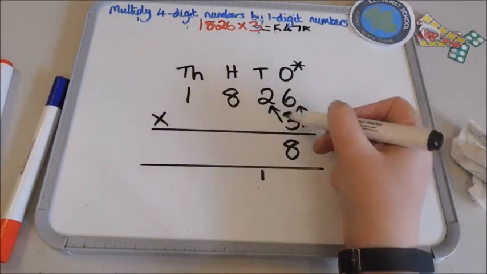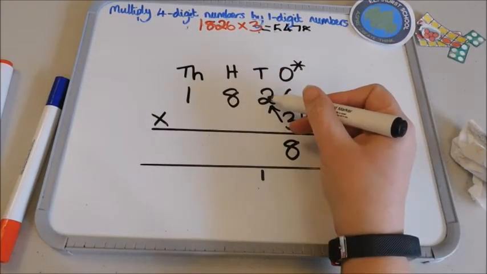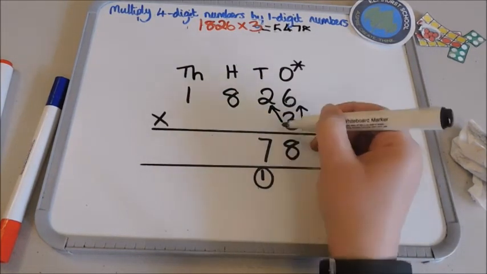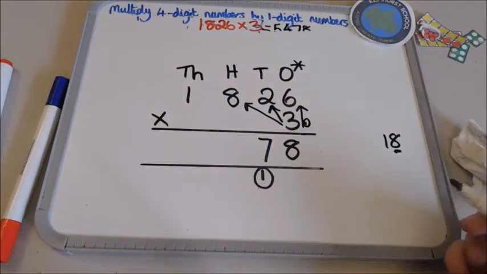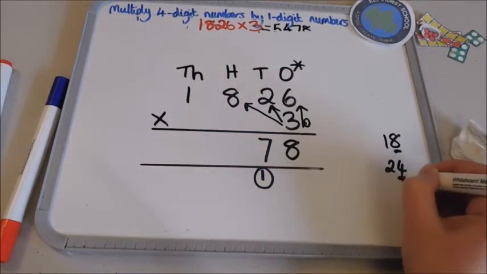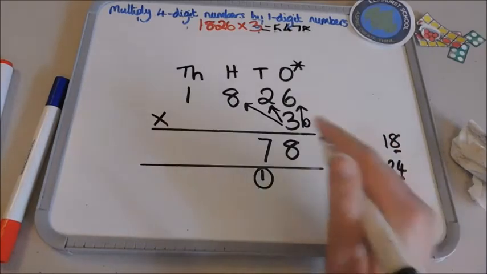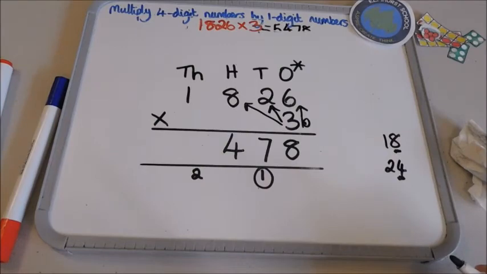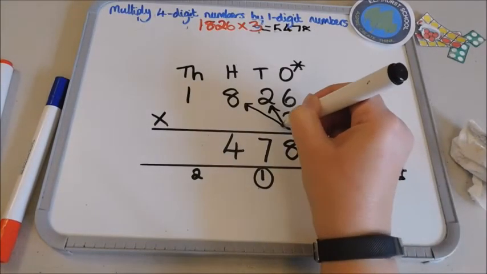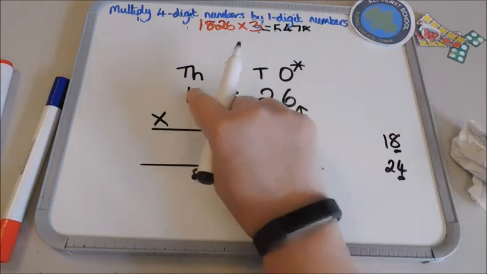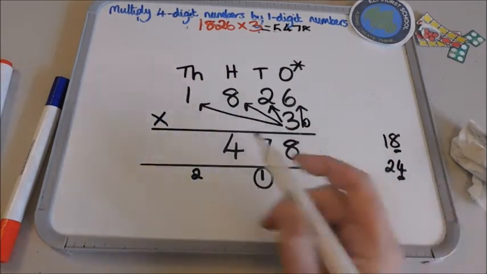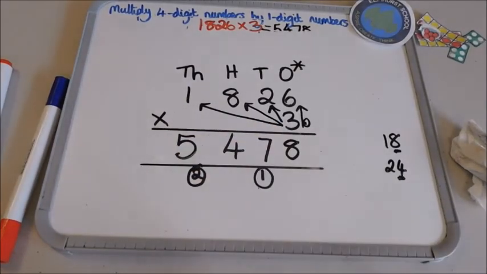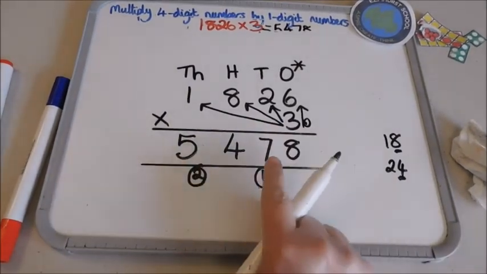3 times 2, 3 times 2 tens, 3 times 2 is 6, but remember I've got this one here, so I've got to add it, which will give me 7. Next one. 3 times 8 is 24. You're going to write down that smallest digit, carry the largest one, okay, all right. Okay, and then 3 times 1 is 3, plus the 2 that I've got here. 3 plus 2 is 5, okay? 5,478.